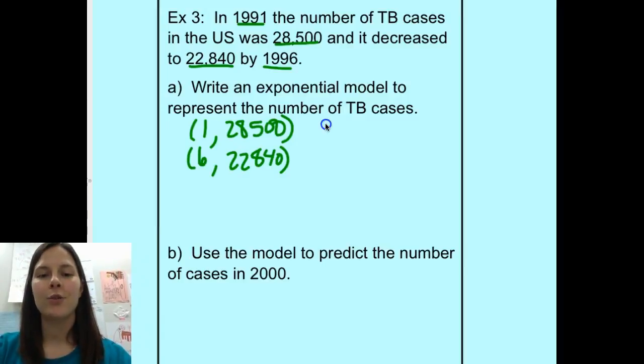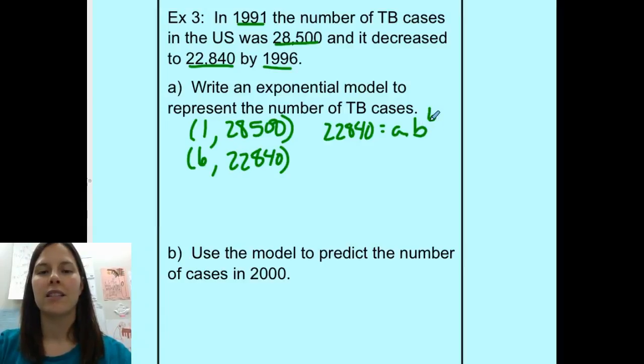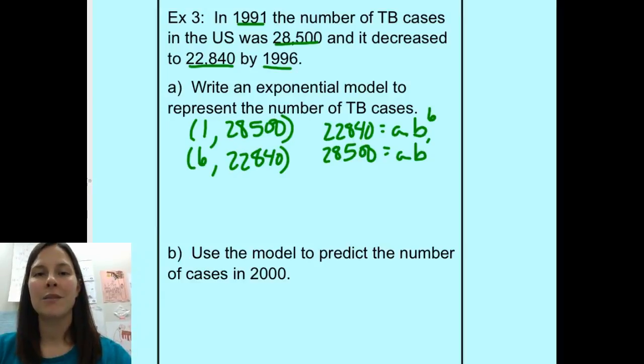I'm going to use the second ordered pair first. So I have 22,840 equals, we don't know the initial amount, we don't know the rate of growth or decay, but we do know the time was 6. We're going to do the same thing for that first ordered pair. And in this case, it was to the first power. What we have is a system of equations. If you remember how to solve systems from algebra, you either added them together or you did substitution. In this case, because the variables are being multiplied, we are going to divide our equations.